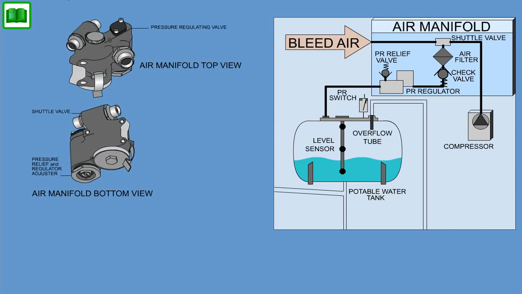The air manifold contains a factory-adjusted relief valve and pressure regulator, an air filter, a non-return valve, and a shuttle valve. All functions are combined in one housing, so that only 2 inlet ports and 1 outlet port have to be connected to the aircraft. One inlet is connected to the compressor line, and the other is connected to the bleed air system. The outlet fitting is connected to the potable water tank.